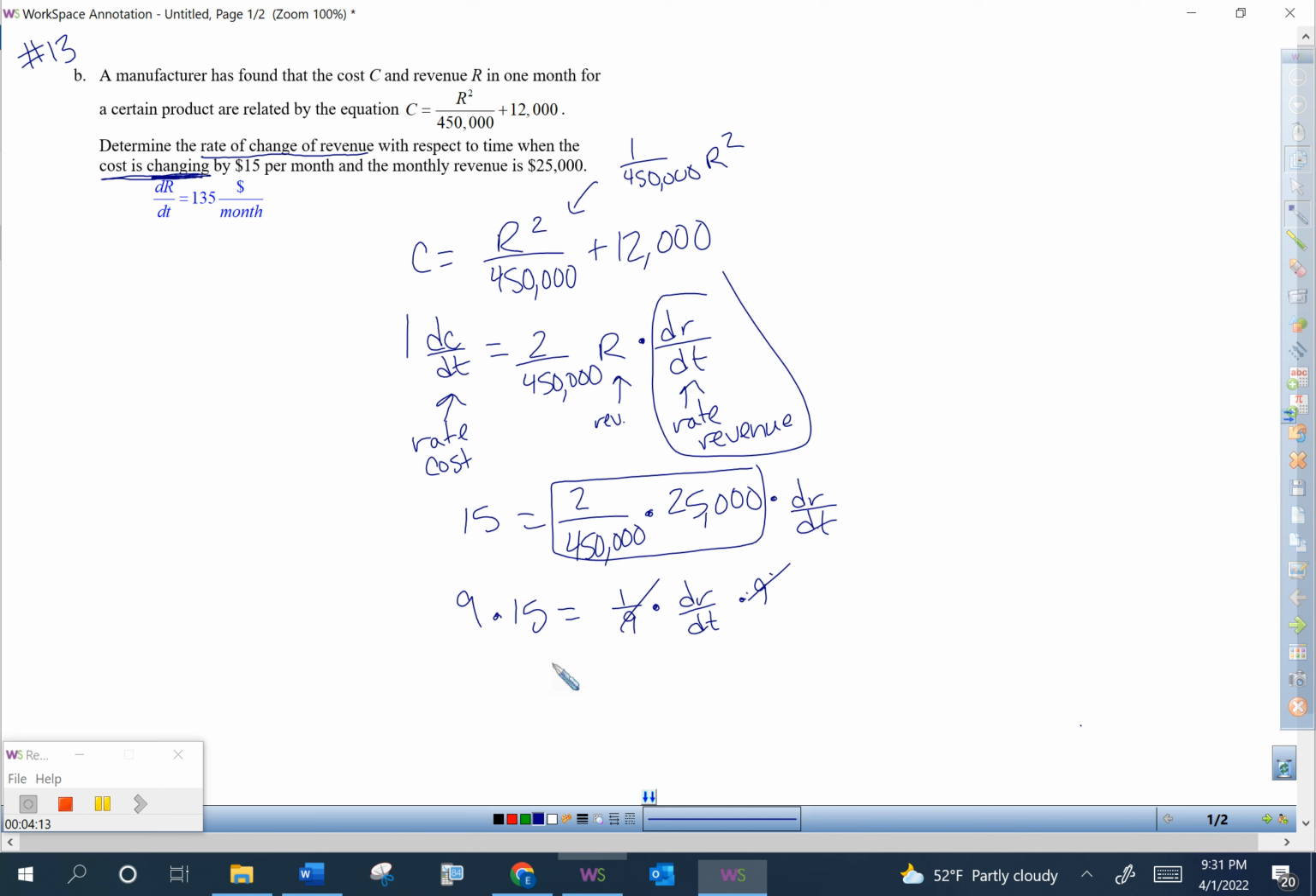And then we have our dr dt is equal to 135, and I'm going to use this to guide me with the label. The R was revenue, so that's money, and it's with respect to time, so we just have to go back to our reading. It was our time in months here, so we're going to say per month. And that's it for that one.